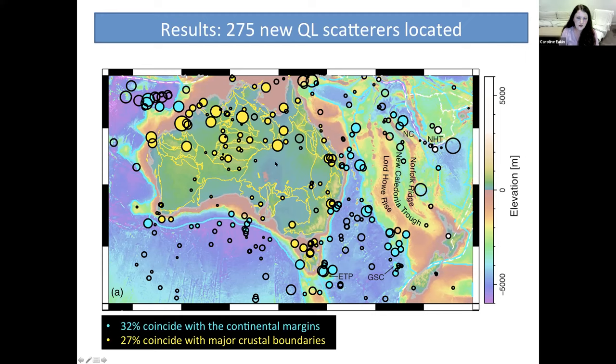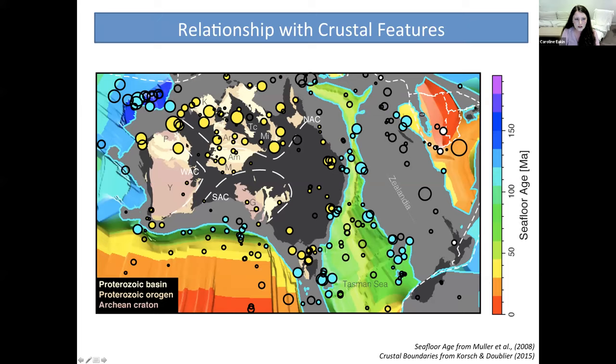Within the interior of the continent, in yellow are the Australian geological provinces. 27% of the entire data set coincides with these major geological crustal provinces. There are quite a few of them in the northern part of Australia, and I'll go to the next slide to show that more clearly. Here within the continental interior, I've mapped out in the pinky beige colors where we have the Archean and Proterozoic crustal components. And there are quite a few of these scatterers associated with the edges of these provinces, and on the boundaries between them in central Australia and the central Australian belt.